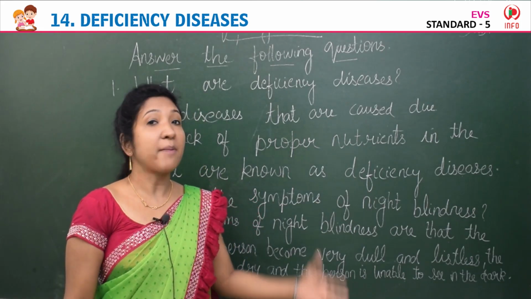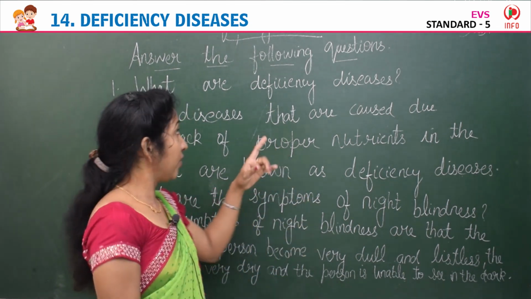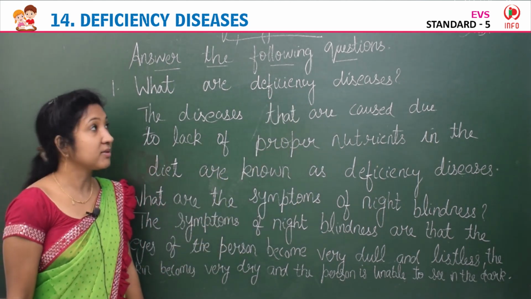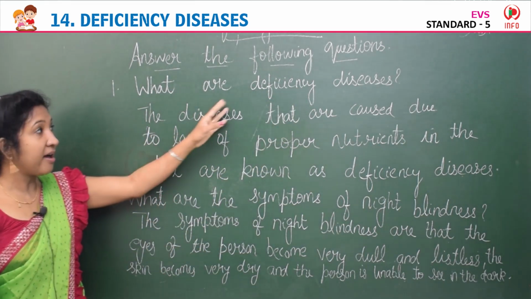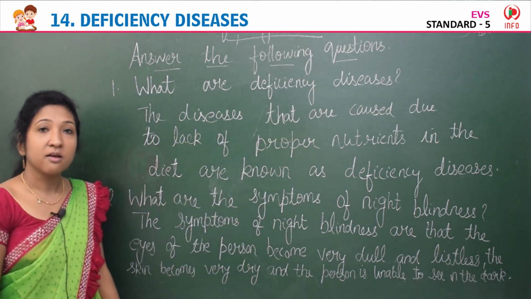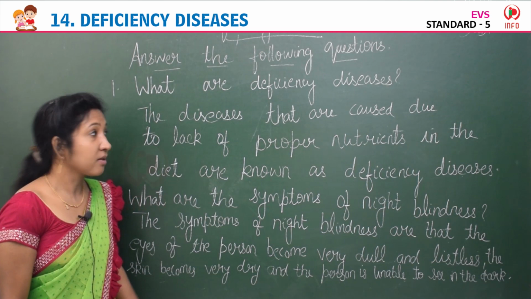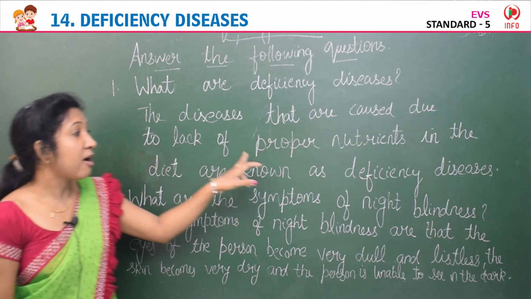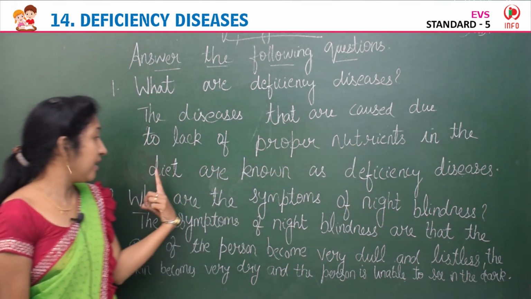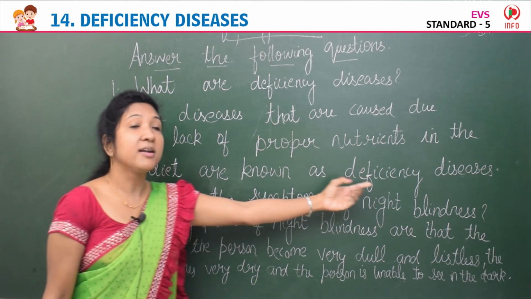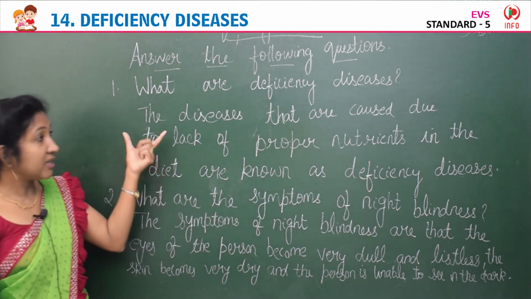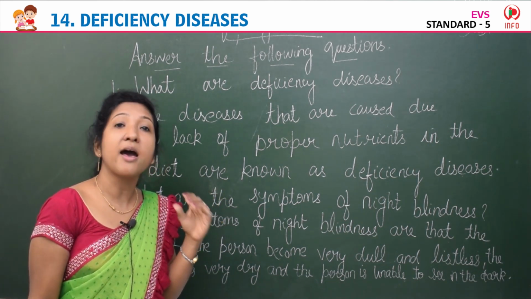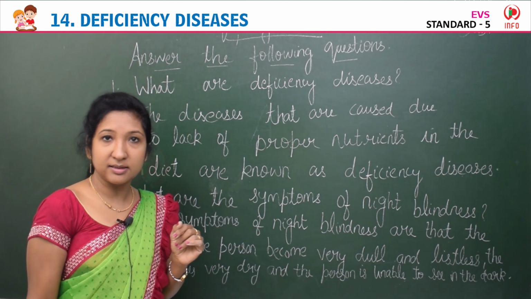Okay children, so coming to the exercise part, first answer the following questions. First one, what are deficiency diseases? The diseases that are caused due to lack of proper nutrients in the diet are known as deficiency diseases.